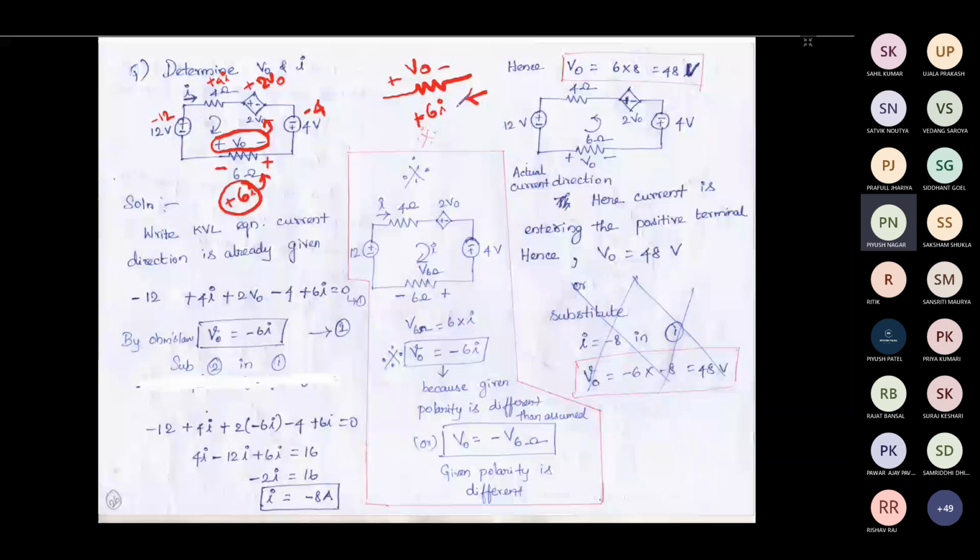So in this case, your actual V naught is opposite to the assumed direction, because this is plus 6I. So your V naught is going to be minus 6I. That's what I have considered, so you don't get confused here. This is a control variable. When this is a control variable, obviously that polarity should be considered. When you talk about a simple circuit, that is fine, you can neglect this completely.